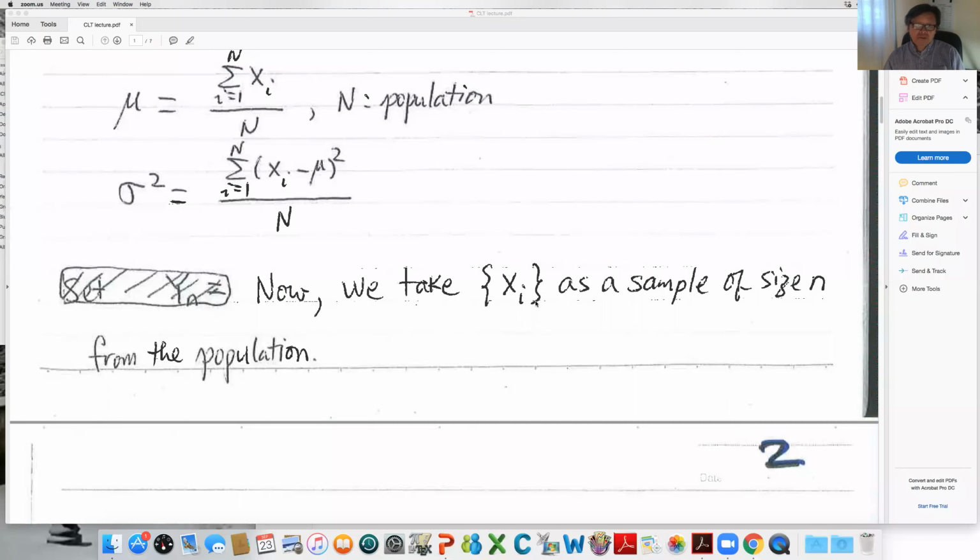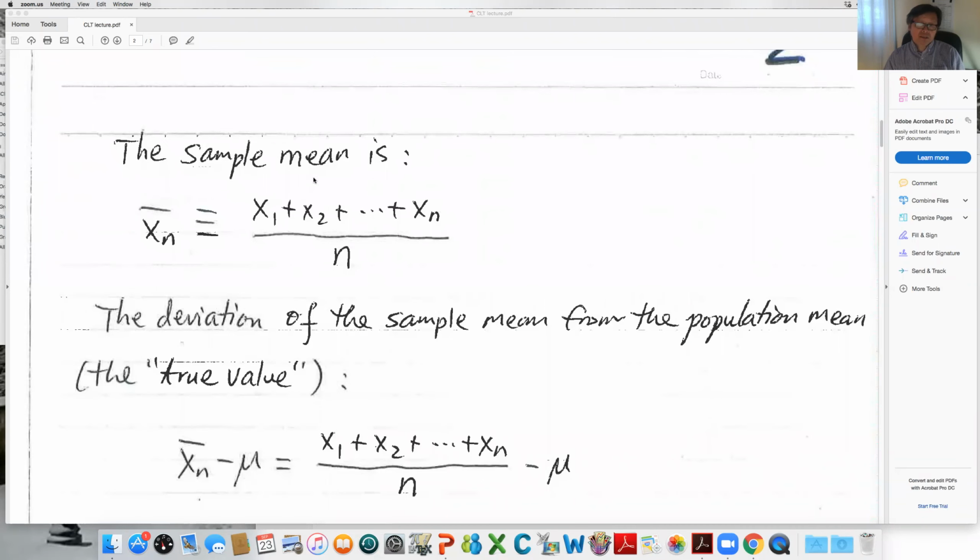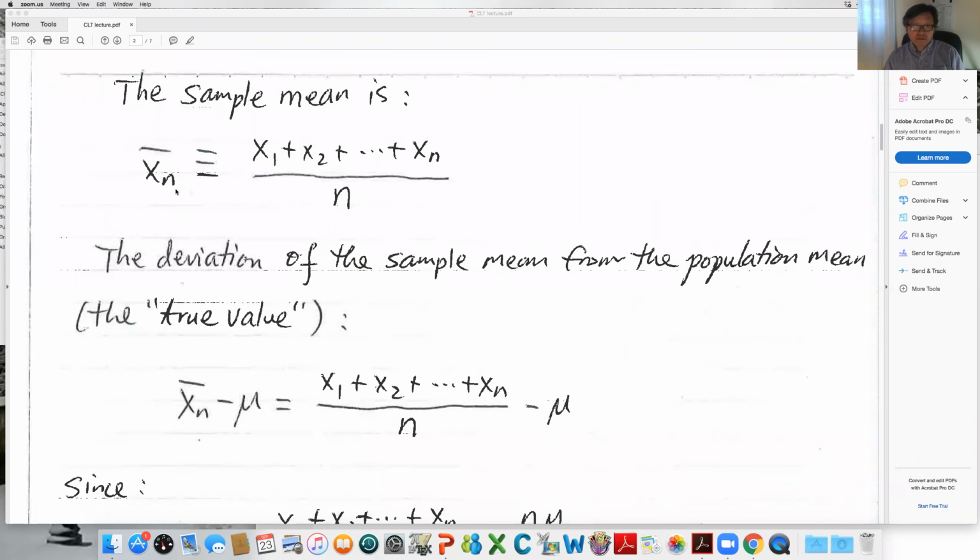Now, if we take a small sample of size n equals 10 from the population, then the sample mean is just add all 10 and divide by 10. So this is the sample mean, okay? Of course, when I take a small sample mean, the chances are it's going to be different from the true mean by an amount that is the difference. So I take the mean of the sample minus the population mean, and there's going to be a difference, okay?